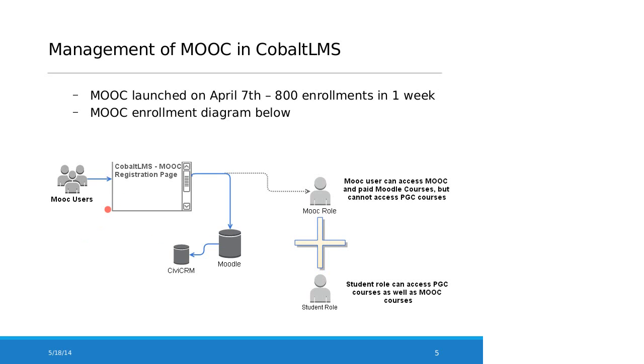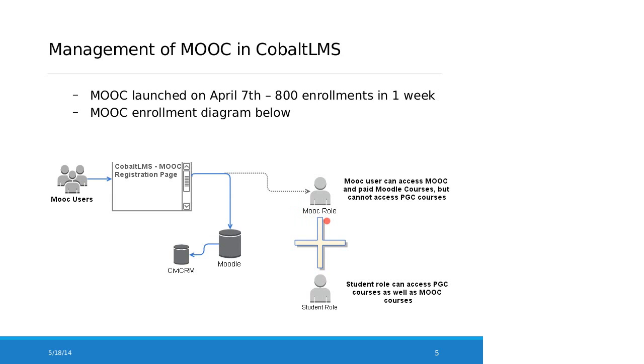Here is how the MOOC enrollment process is managed in CobaltLMS. As I said, this was launched, and on April 7th they got 800 enrollments. To manage MOOC users, obviously we have a sign-up page where they register and go into Moodle. At the same time, we have integrated with a CRM to manage the enrollments so that we can get some lead generation. We used the open source CiviCRM. So whenever a new user comes into Moodle, they automatically fall into CiviCRM. At the same time, when they enroll in a MOOC course or any other course, that also goes to the CiviCRM.